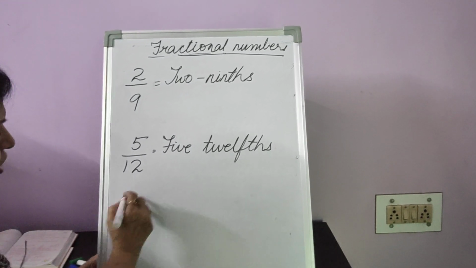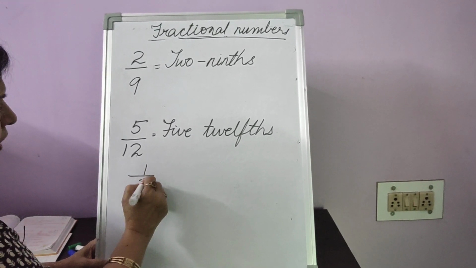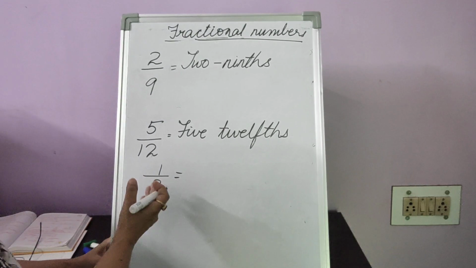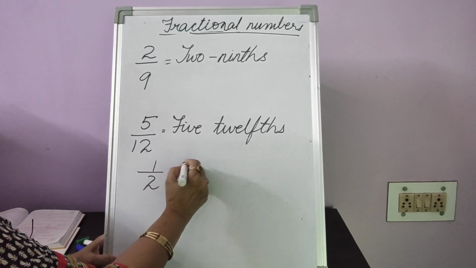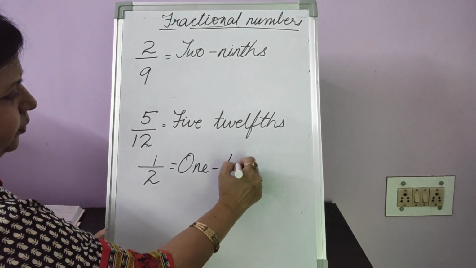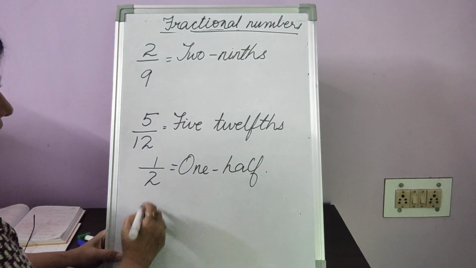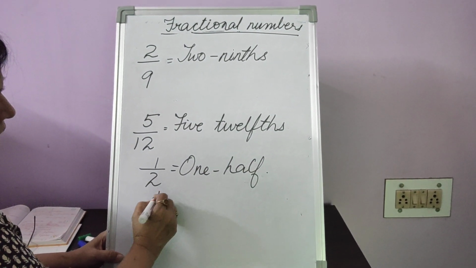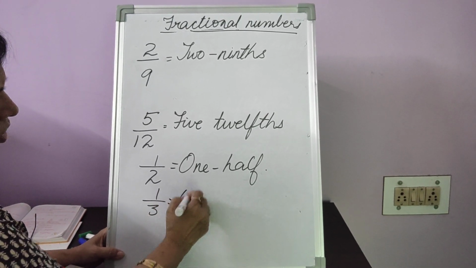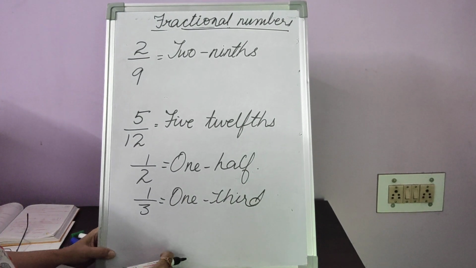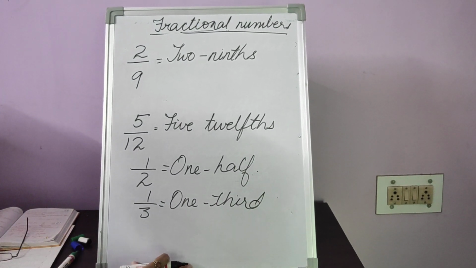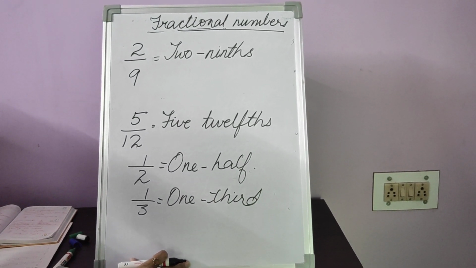Again, there are some specials, like when we have 1 upon 2. There is no need for us to write 1-seconds or something. This has got a special name. We call this one-half. If we have 1 upon 3, we can easily call this one-third. Third remains the same. So this is, children, about your fractional numbers.